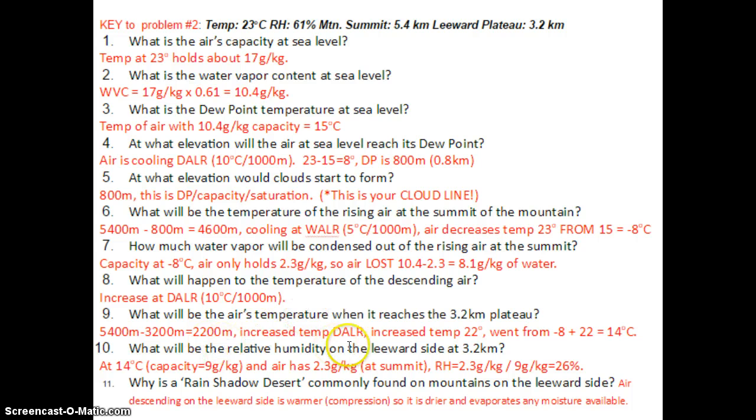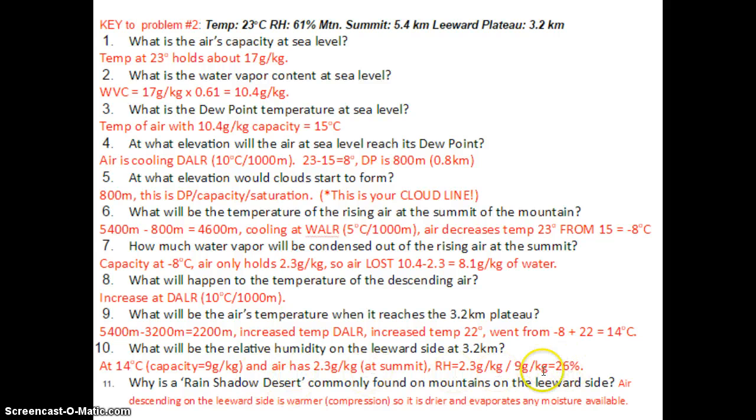So what's going to be the relative humidity on the leeward side at 3.2 kilometers? Well, at 14 degrees, its capacity is 9 grams per kilogram. But remember, I only had 2.3 grams per kilogram. It precipitated 8.1 grams out, so it only has 2.3 grams per kilogram. So 2.3 divided by 9 tells me its relative humidity is 26%.